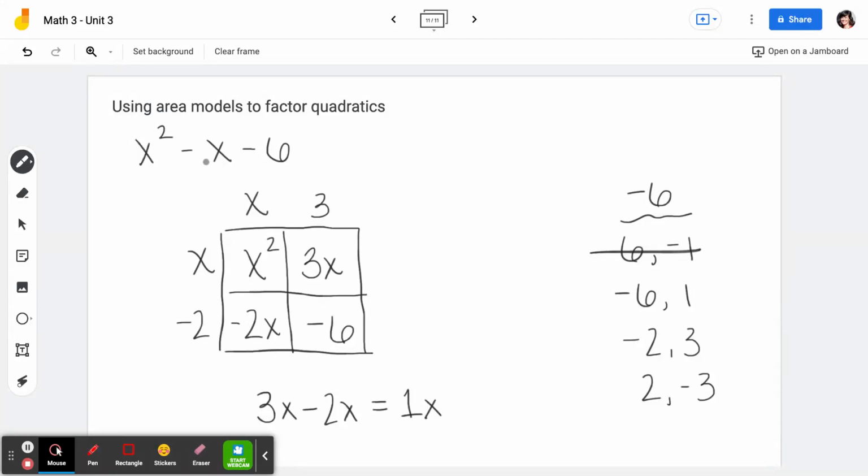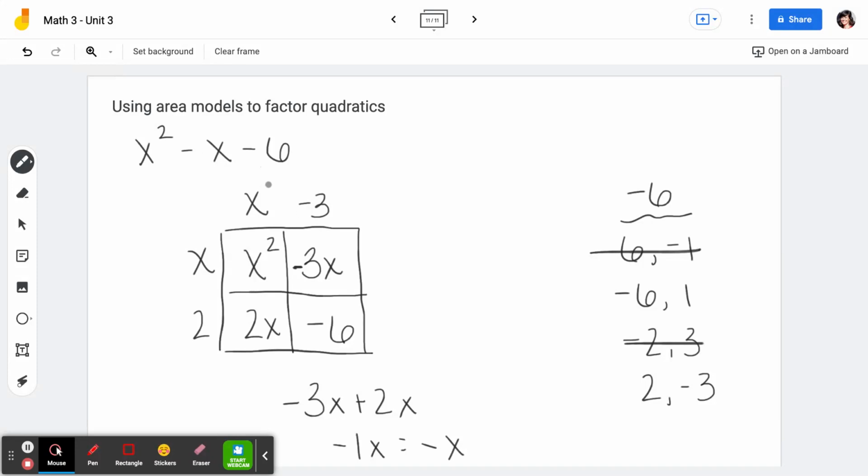What I need is for my x to be negative instead of positive. So what I'm going to do there, and this doesn't work every time, but let's try it out, is I'm going to switch the signs. So I'm going to make this 2 that was negative, positive, and make this 3 that was positive, negative. So that still works out. Negative 3 times positive 2, it was right here on our list, still multiplies to negative 6. And when I now add negative 3x plus 2x, I get negative 1x, which is negative x.